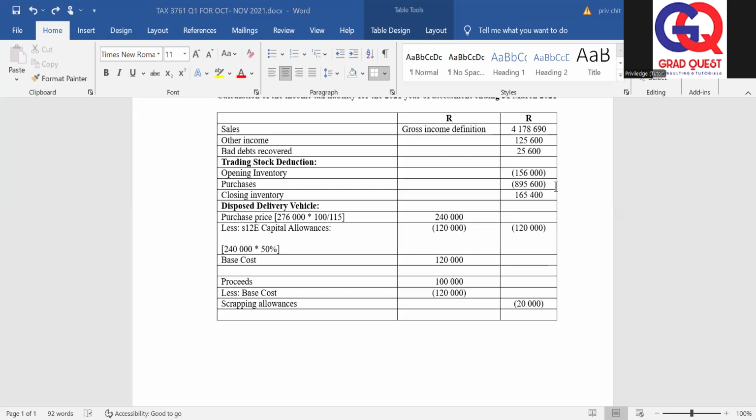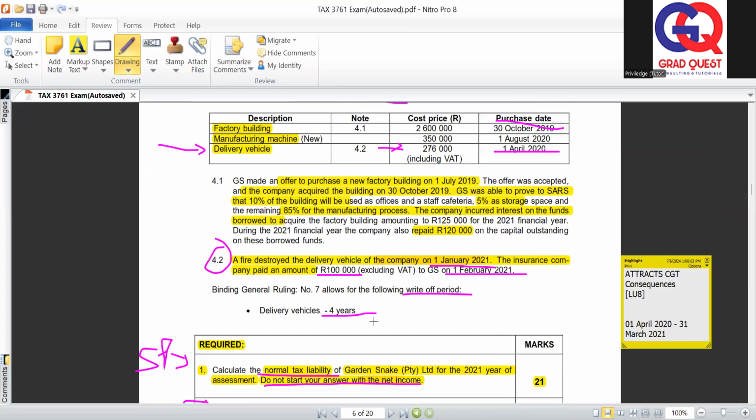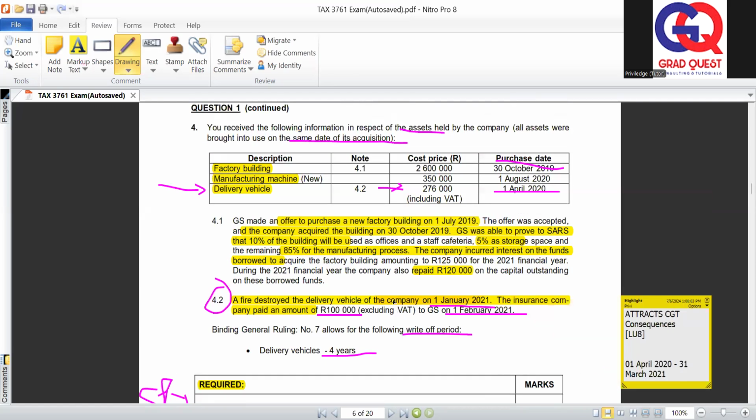So we're done with the delivery vehicles. That's all that you needed to do as far as this is concerned. Notice we did not have to apportion, and notice we did not have to use the binding general ruling number 7 provisions in this case, because we are dealing with a small business organization and this non-manufacturing asset is above 7,000 rand. So we could not use that information. If you were not aware, you could have probably used this and you would have gotten it wrong if you had done it in that manner.